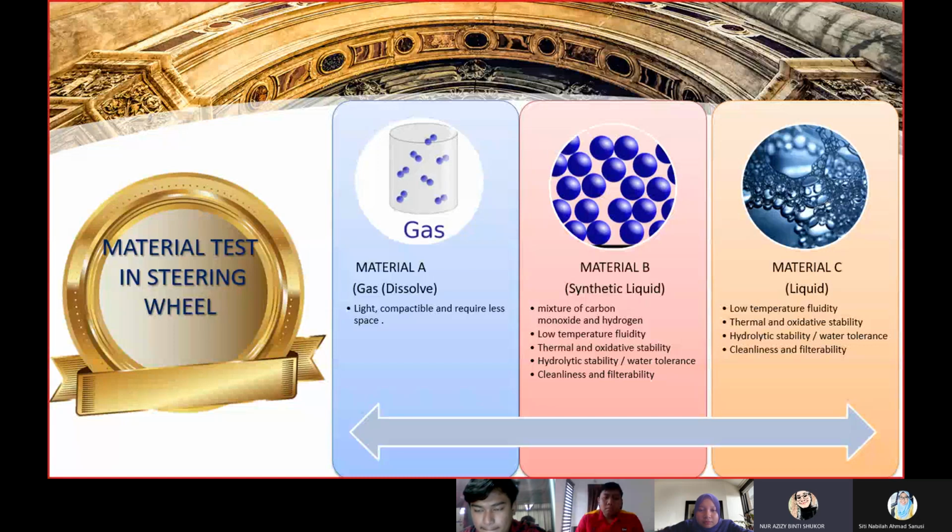And with those difficulties, drivers will have to put more effort and require more force to turn the steering and finally turn the wheel. And as the technology evolves with time, car experts began to enhance some type of fluid in liquid form to ease this matter, which they found as material C, the regular liquid. And then car experts did further research, and they found the synthetic liquid.